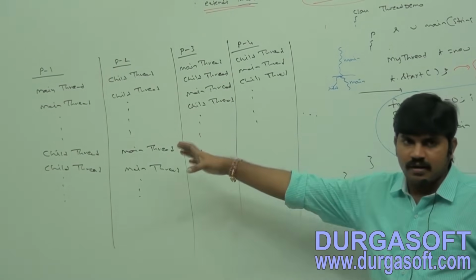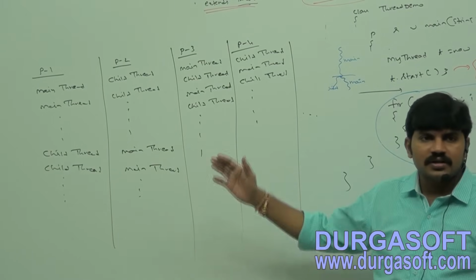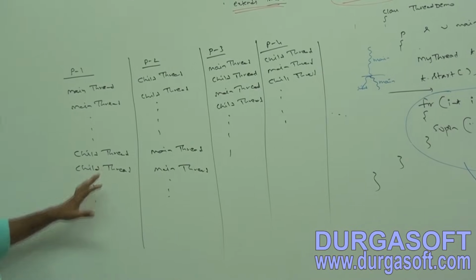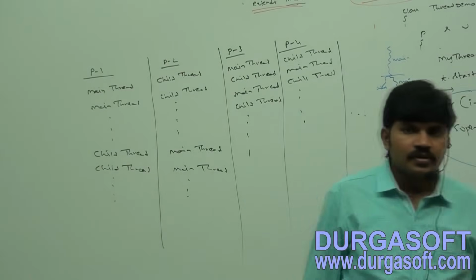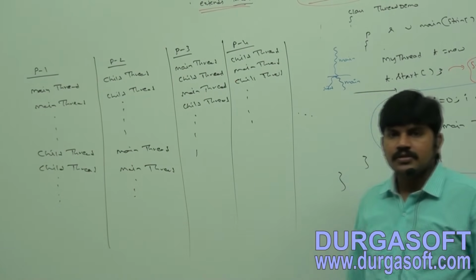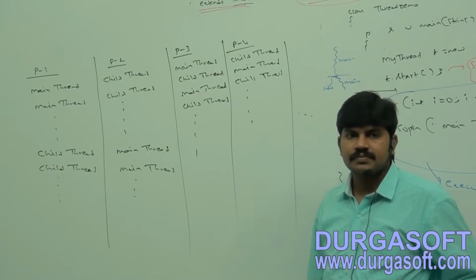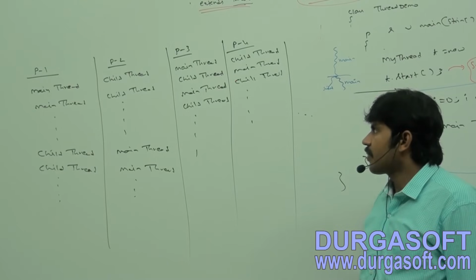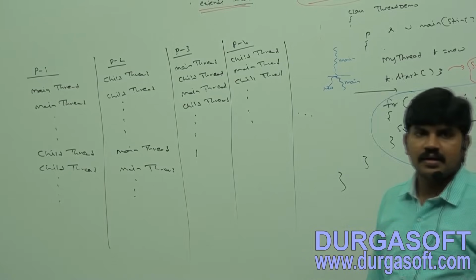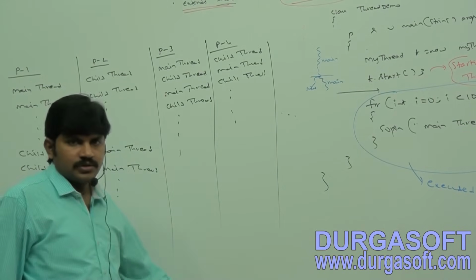That's all. Take all these possible outputs. Option 1: main thread 10 times followed by child thread 10 times. Second: child thread 10 times followed by main thread 10 times. Third: main thread, child thread, and so on. Fourth: child thread, main thread, and so on.